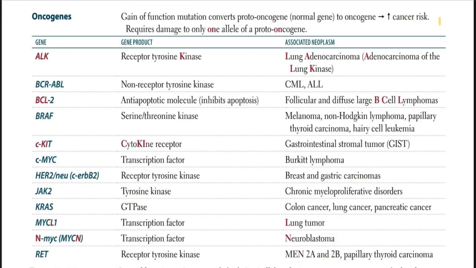So today we are going to discuss general principles. Our topic is oncogenes versus tumor suppressor genes, the cancer genetics essentials.